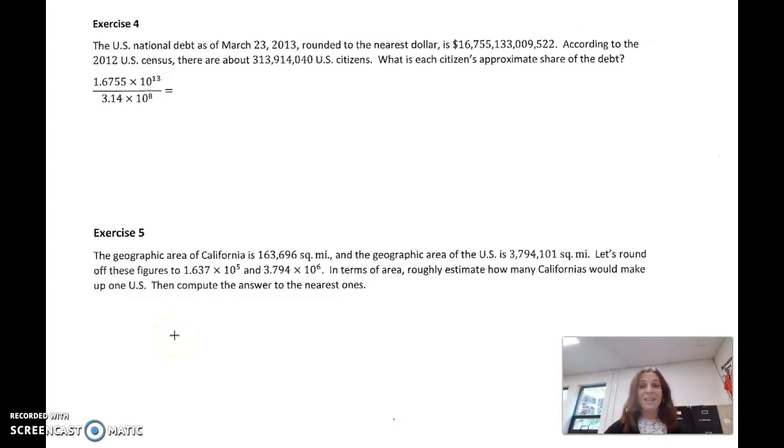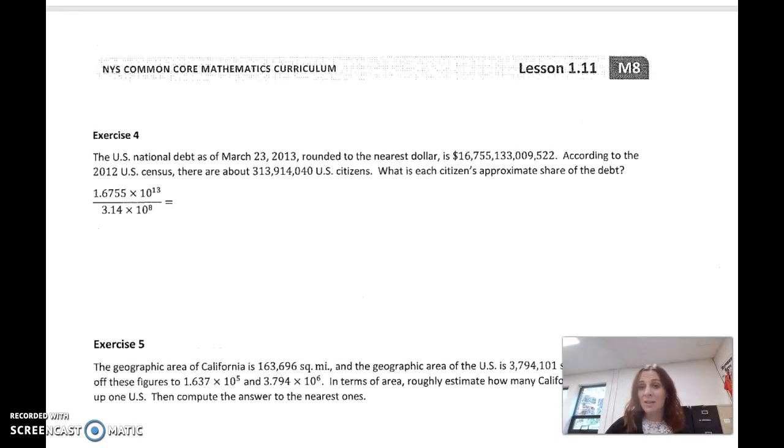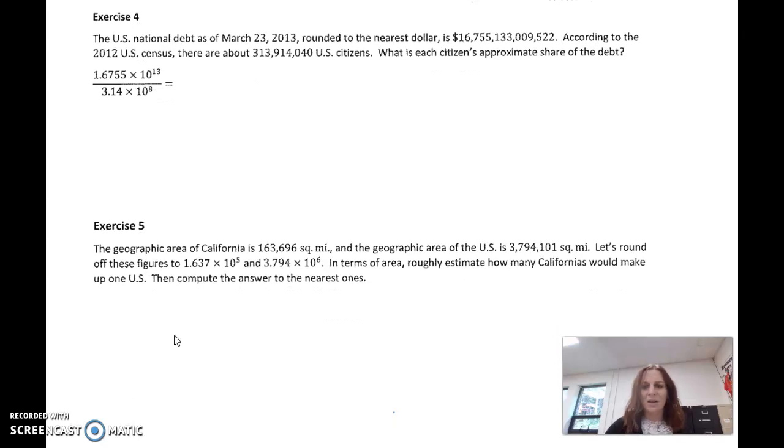All right, let's look at some examples. Again, we're still in lesson 1.11 here on how we can use scientific notation to help us with some real life problems. So this is talking about the U.S. national debt as of 2013, so a few years ago. And we were well over 16 billion, pushing 17 billion.